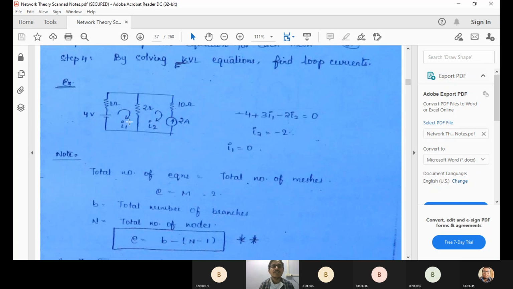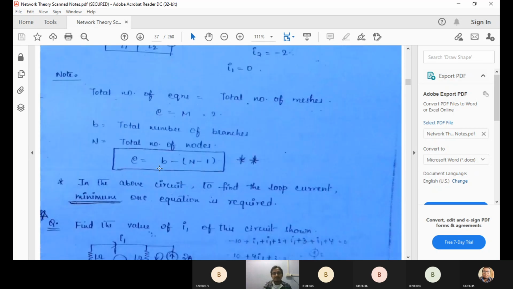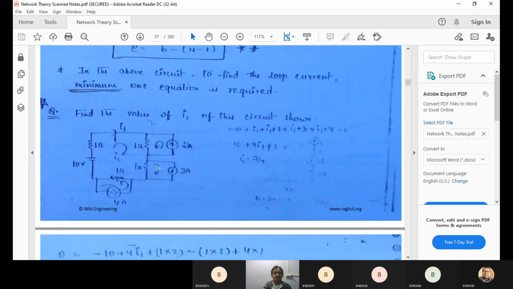If you solve these two equations, you will get the answers for I1 and I2. This is the mesh analysis. You can write the equations and verify. If you have any doubt, you can consult me later.